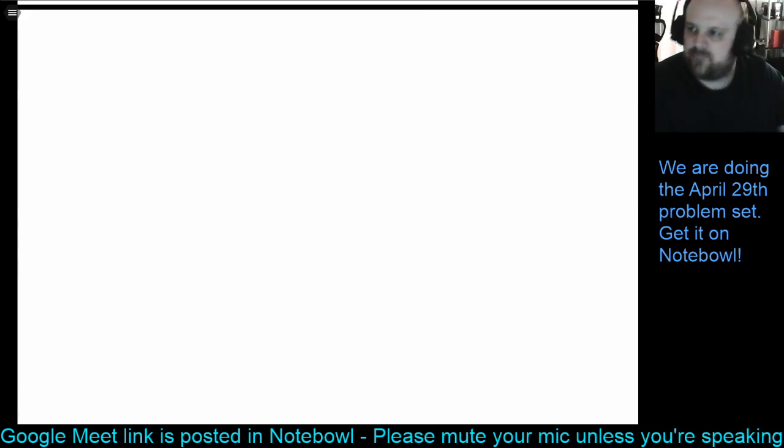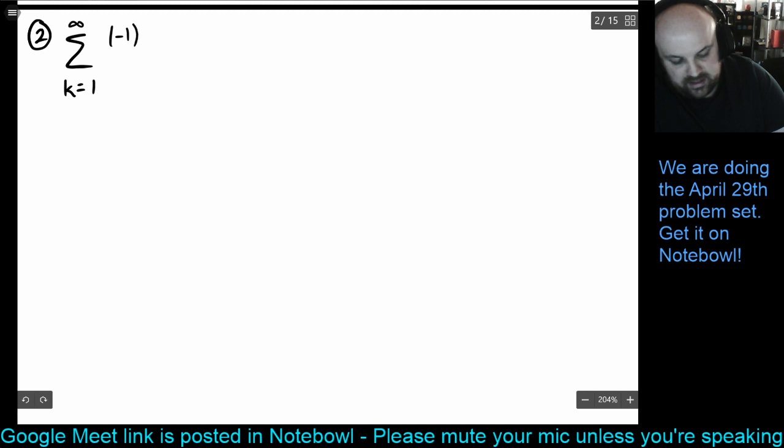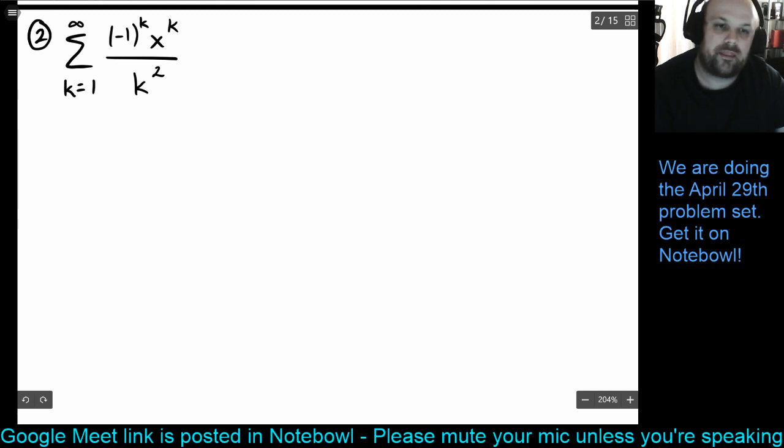All right. Let's look at this next problem here. The sum from k equals 1 to infinity of negative 1 to the k, x to the k over k squared. What happens here?